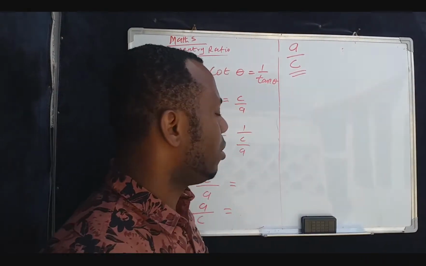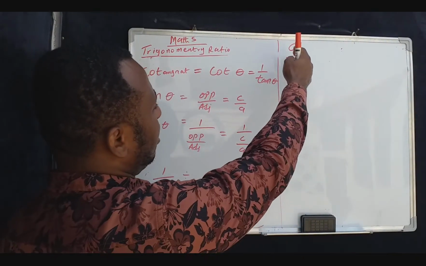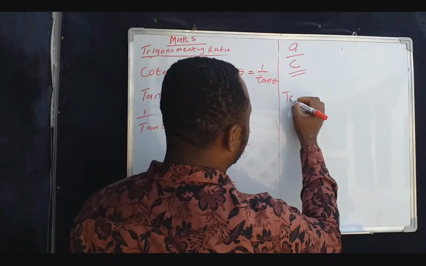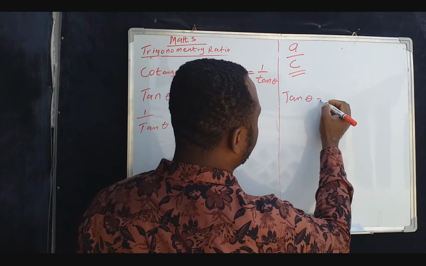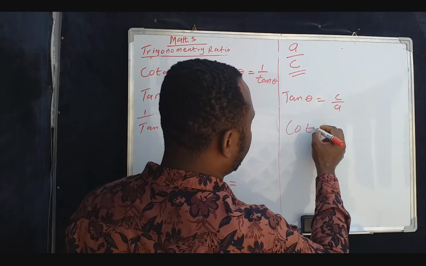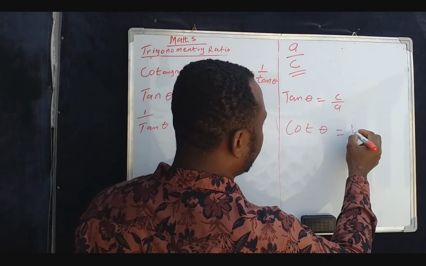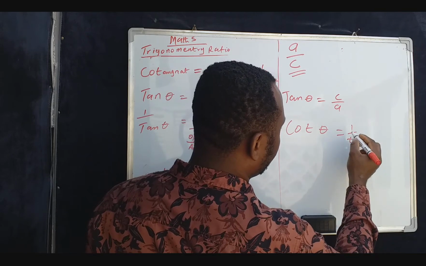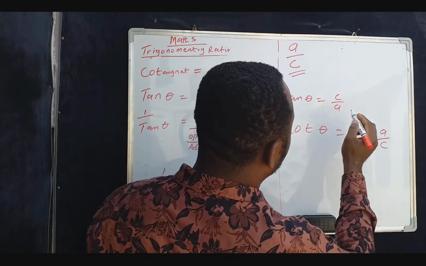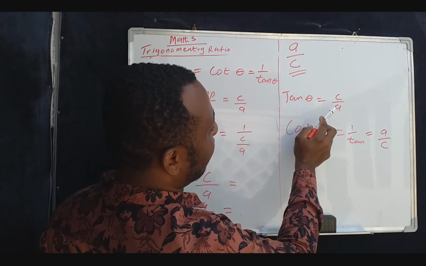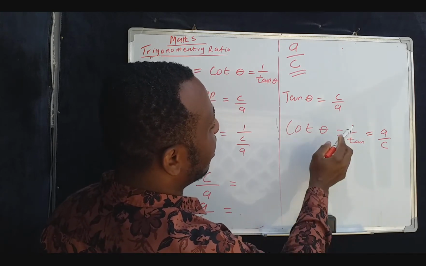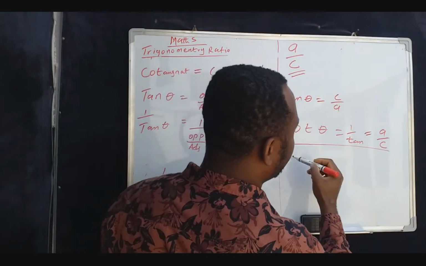Yeah, class. So as we are talking, we have gotten it to be A over C. Now tan theta, what is tan theta? Tan theta is equal to C over A, and cot theta is equal to 1 over tan. So 1 over tan, that's why you get that A over C. After turning it, we get A over C, while tan theta is C over A. So this is where we'll stop for now.